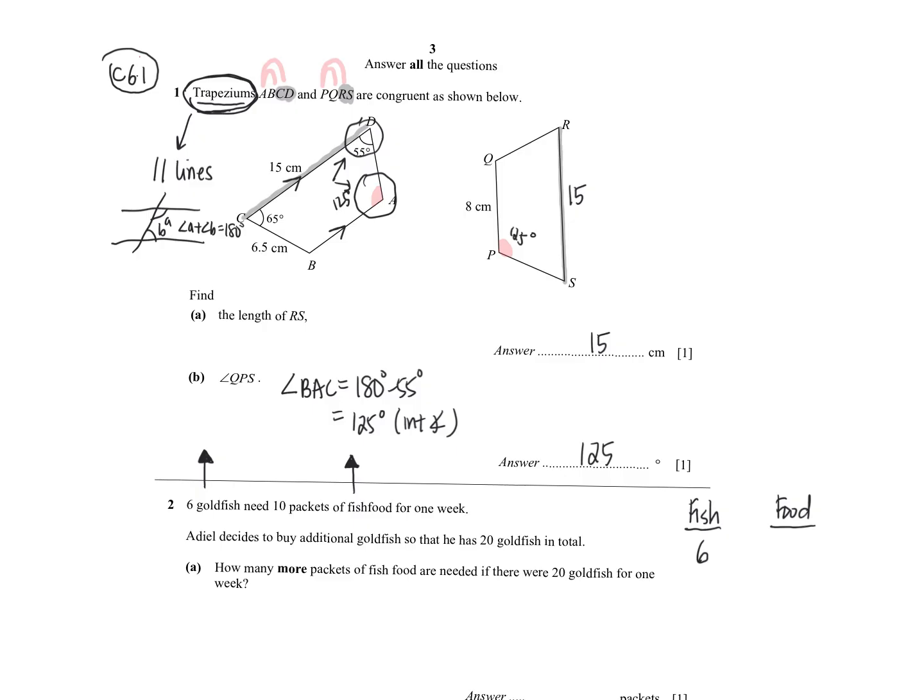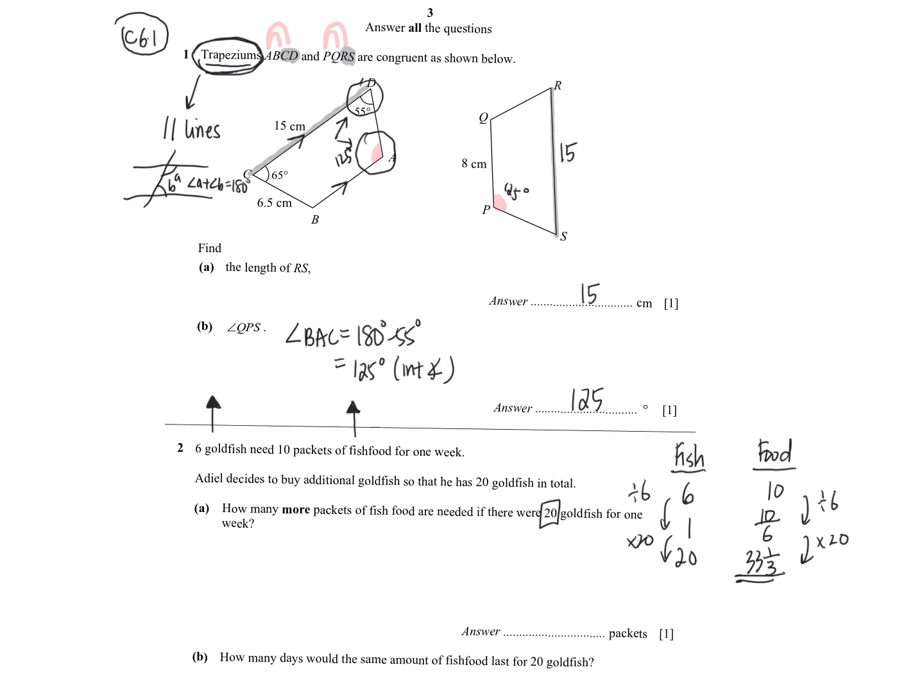So 6 goldfish, 10 packets. So 1 goldfish, you need 10 divided by 6 packets. So they say, what if I have 20 goldfish? So when you have 20 goldfish, you need 20 times that. So it's 33 and 1/3. So they ask you, how many more packets do I need to buy? I have 10. I need 33 and 1/3. So how many more packs do I need to buy?